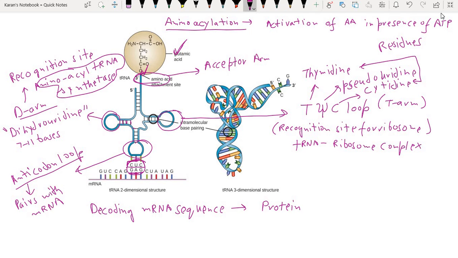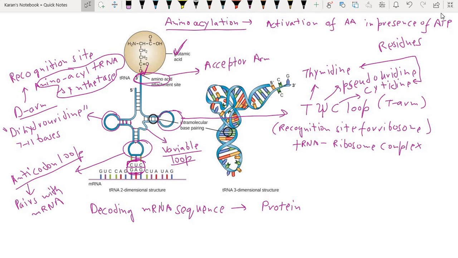Now you can see there is one more thing here. This loop is known as the variable loop. Okay, so this is the whole structure of the tRNA. This is very important because tRNA brings the amino acid, right?